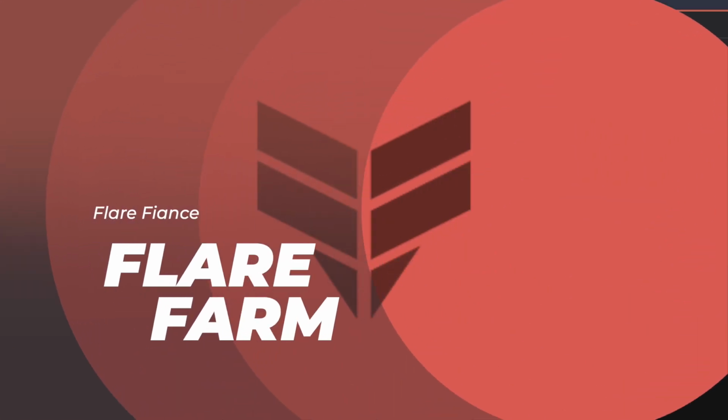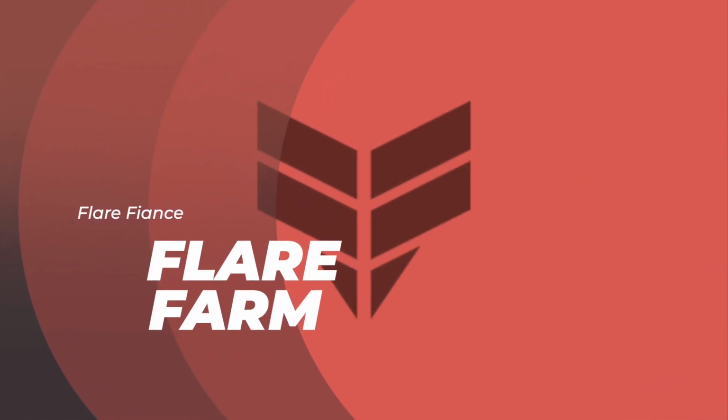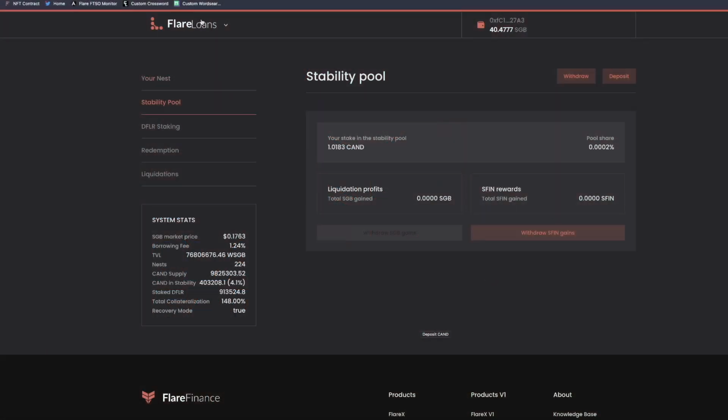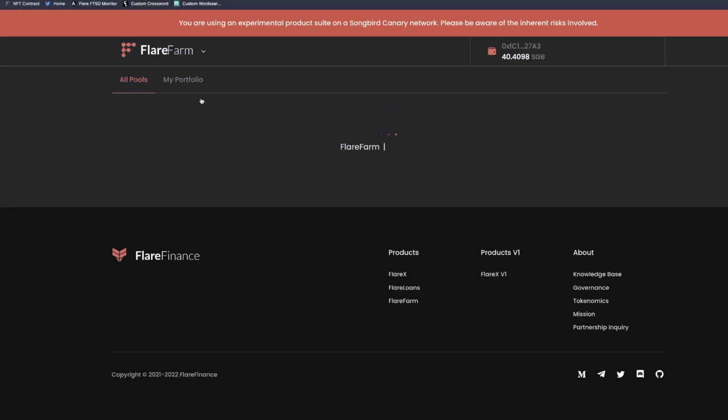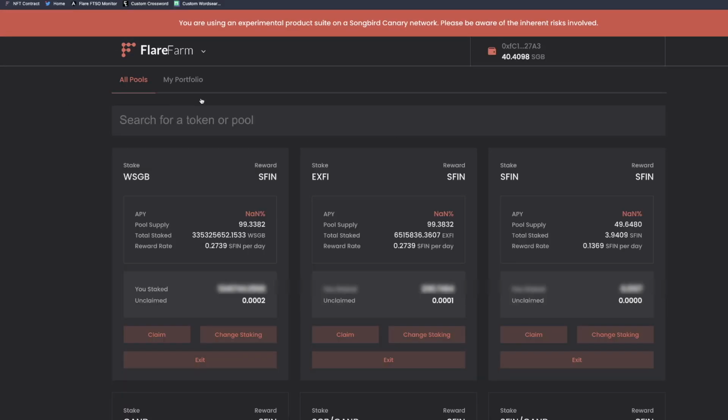So now let's jump to FlareFarms, and I think this is my favorite protocol and definitely the most risk-free way. Again, we can just select it from the drop-down list over here. And here we go. This is the screen that you will eventually be greeted with. I want to talk about just one of these panels as an example.